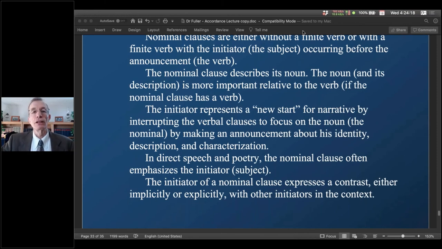Does a nominal clause always have an initiator? Yes. Okay. Why do you say Lord for Hashem? Adonai is a totally different word.